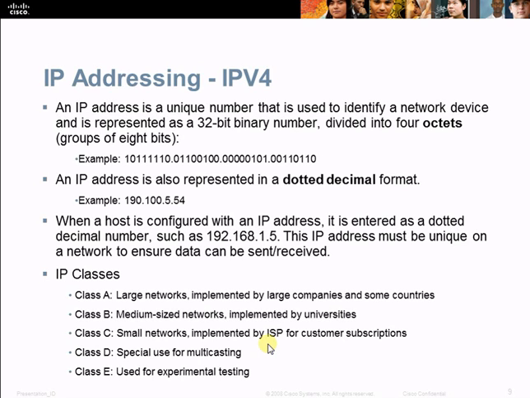Another thing you need to understand is IP classes. And so we have class A through E there. Class A is for large networks, and they're usually implemented by large companies and some countries. I think countries could do that to control what kind of information their citizens are able to have access to. Class B is medium-sized networks, usually implemented by universities. Class C is small networks, usually implemented by an ISP for customer subscriptions. And then we have Class D for special use for multicasting, and Class E is used for experimental testing.